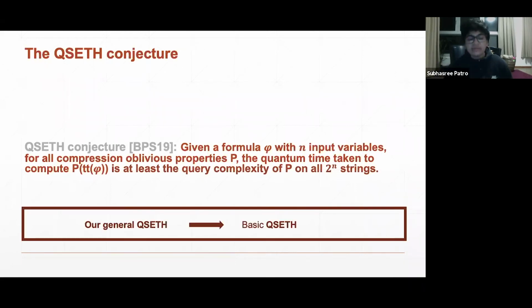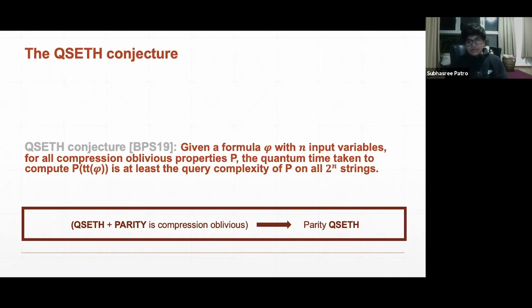And we see that our general Q set implies basic Q set, and if we take our Q set and we assume parity is compression oblivious, that implies parity Q set. You don't have to worry about this part. Let's move on. So now, why do we define all this?